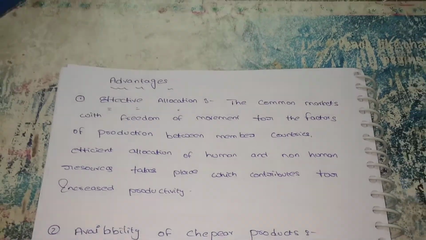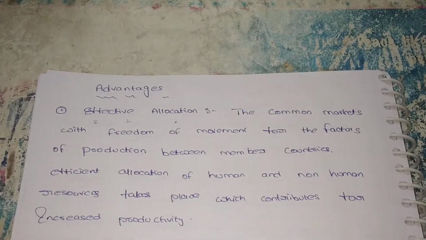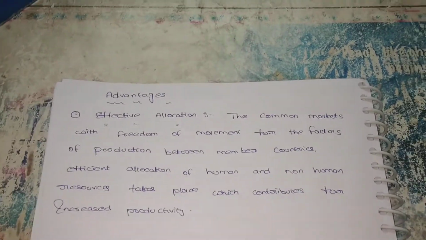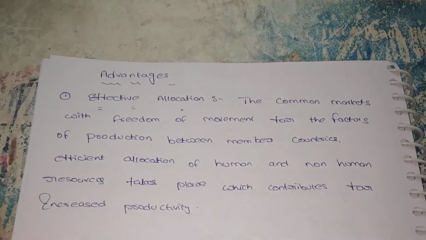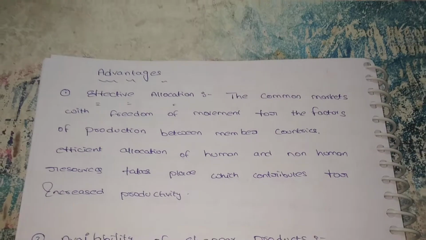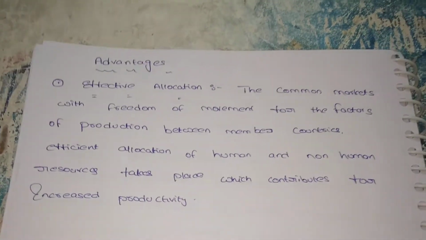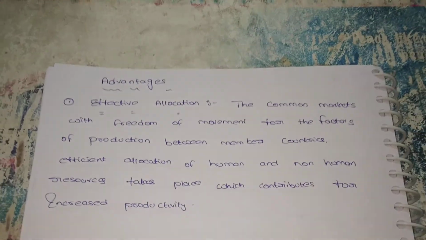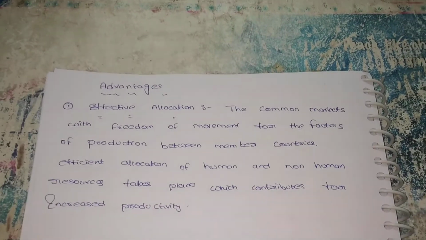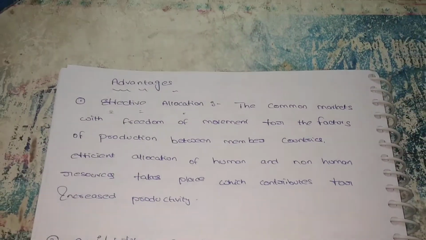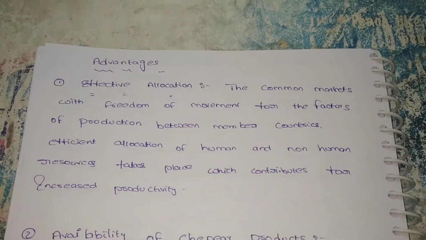It means they are freely allowing the goods and services. What are the factors of production? Land, labor, capital and entrepreneur. Some countries want capital, some countries want labor. A country that wants labor can freely transfer labor from one country to another. For that, there is a benefit of free movement of goods and services. So every country wants efficient utilization of these resources, and then they can increase their productivity. So this is one of the advantages.